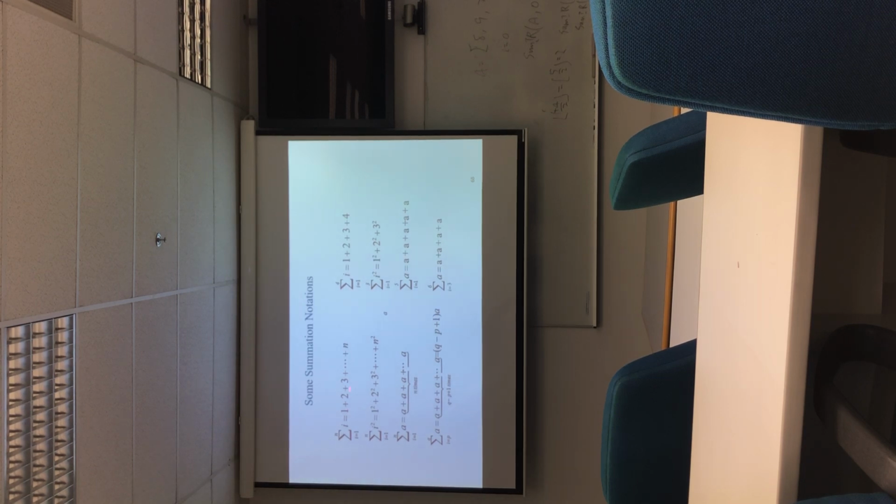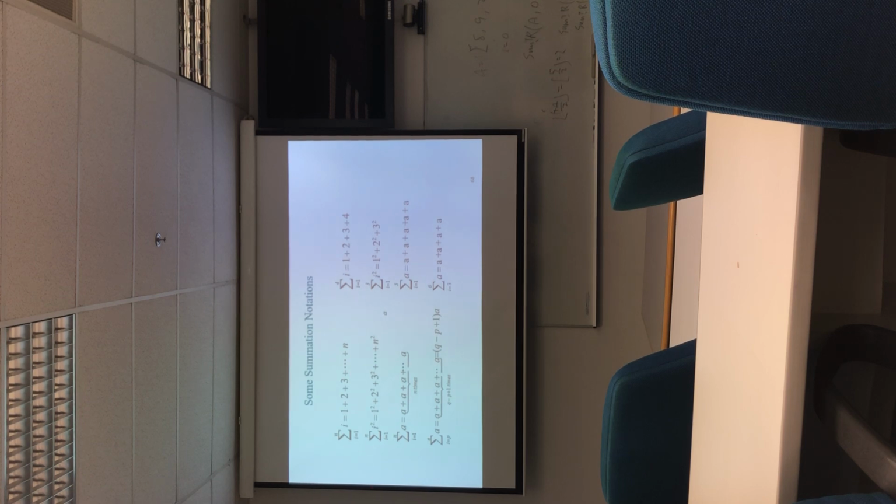Okay? So you need to understand how to read this kind of notation in order to interpret a formula, because when using mathematical induction, usually your formula may involve this kind of notation. That's why we talk about this notation now.